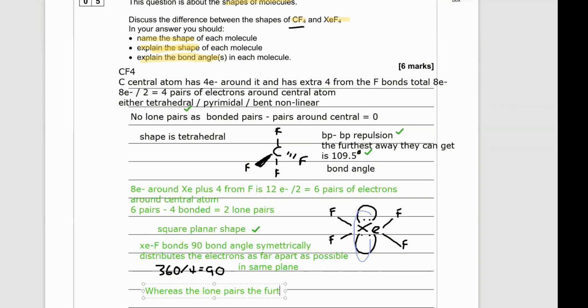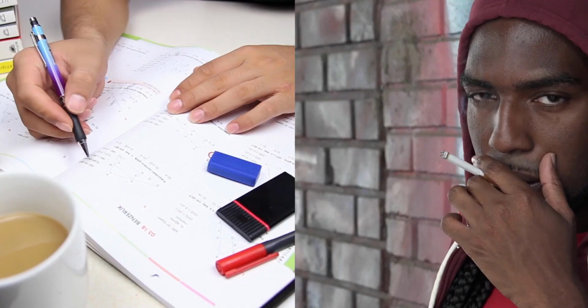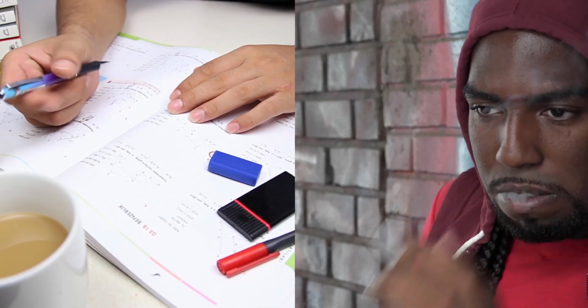Don't forget, A levels can be very, very difficult, and at times they can leave you feeling a little bit stressed out. I can't handle the stress no more, dog. These damn A levels.